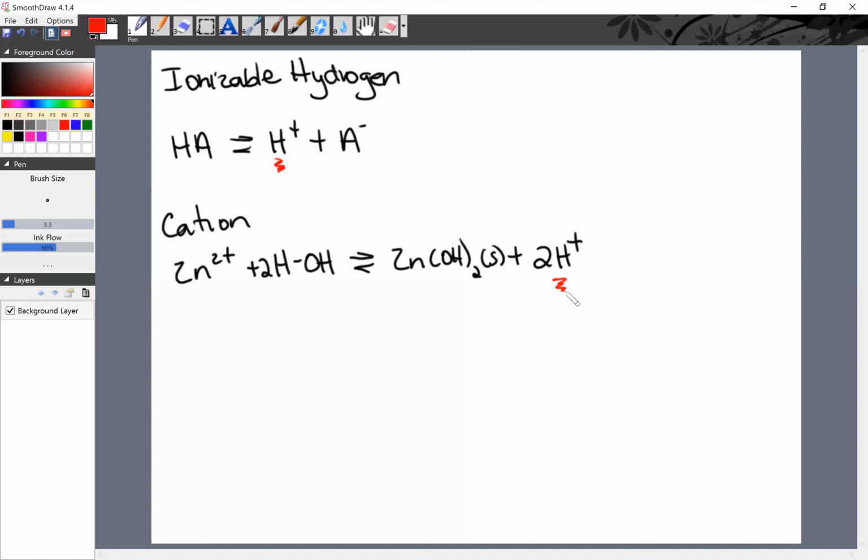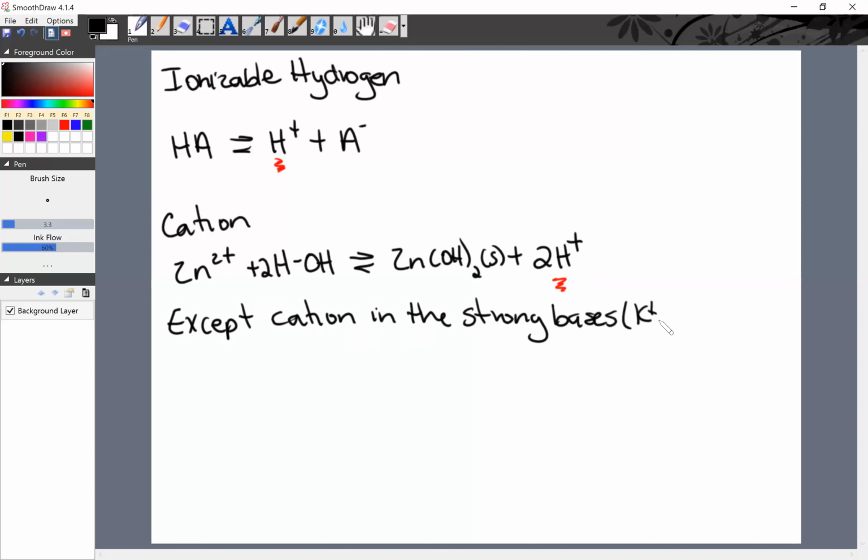Now, I mentioned something about except those ones that come from strong bases. So the exception is the cations in the strong bases. So we've got potassium, lithium, sodium, calcium, barium, and strontium. Okay. Again, there's nothing special about it, but we are going to trust the equation. So let's just take sodium, for instance.